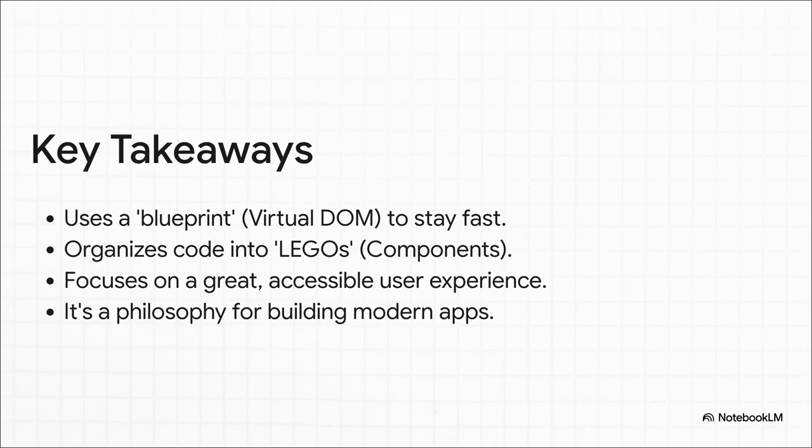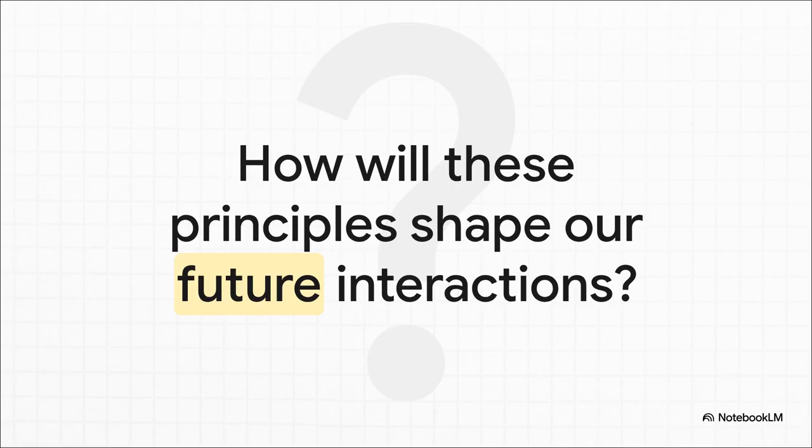First, React's speed comes from its clever use of a virtual blueprint, the virtual DOM, to make minimal, surgical updates. Second, it tames complexity by breaking everything down into those reusable Lego bricks called components. And third, it's designed from the ground up to create a fast, accessible, and just plain excellent user experience. At the end of the day, React isn't just a tool, it's a philosophy for how to build for the modern web.